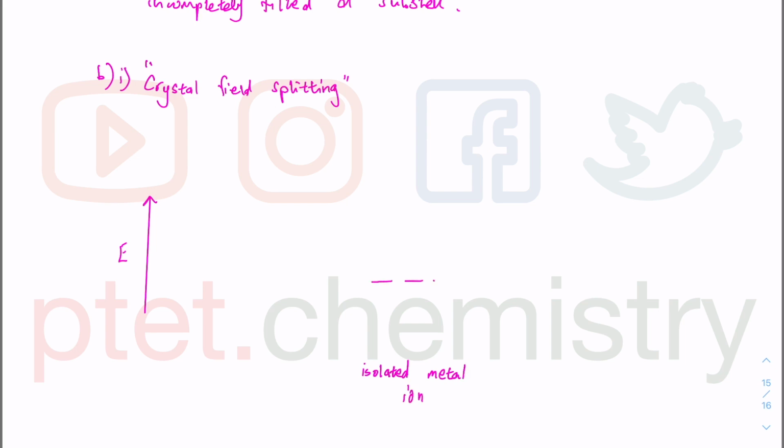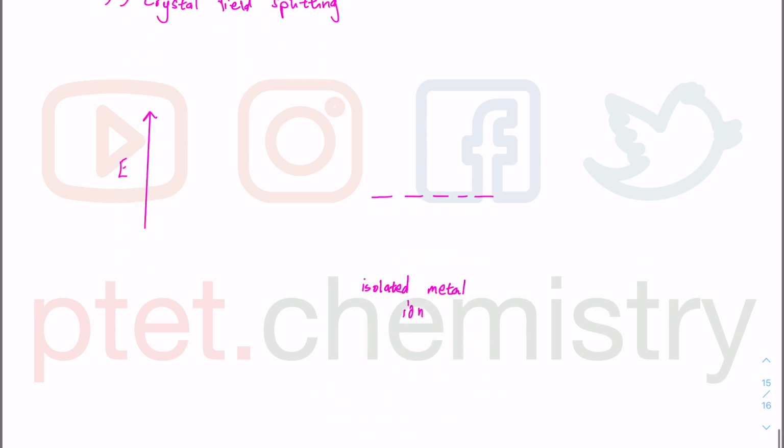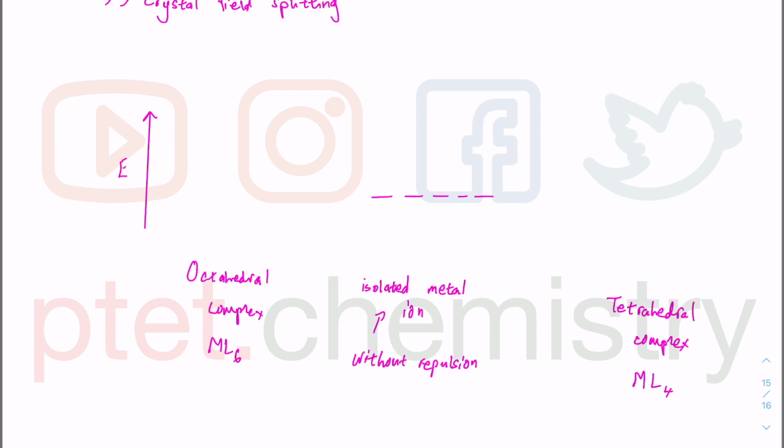Degenerate, in the sense that I could draw 5 lines or 5 boxes, means they have the same energy. This is just the metal ion isolated without ligand. Without any ligand, there's no repulsion, and they are all of the same energy. Then when you put in some ligand, you can have a tetrahedral complex where the coordination number is 4, like ML4, and you can also get an octahedral complex where the coordination number is 6. Then you potentially have 6 monodentate ligands, or 3 bidentate ligands, or 2 tridentate ligands, and so on and so forth.